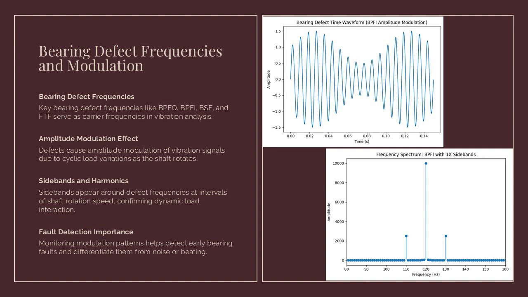In the frequency spectrum on the right, this same behavior appears as a strong BPFI peak with symmetrical sidebands spaced at 1 times shaft speed on either side. These sidebands are a key diagnostic indicator because they confirm that the defect is dynamically interacting with the rotating load, distinguishing a true bearing fault from random noise or beating. As the sidebands increase in number and amplitude, it indicates increasing defect severity and accelerating bearing deterioration.